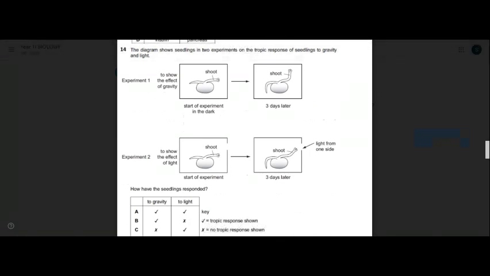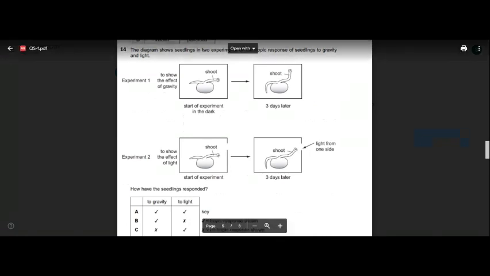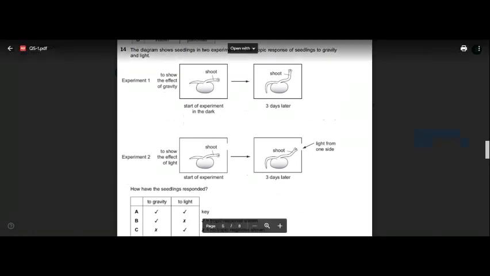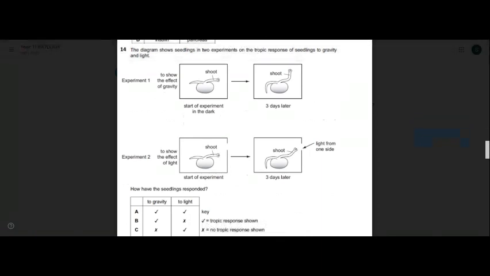But experiment two is in the presence of the light, but here we just give direction to the light. The light is not actually shining from everywhere, it's just from one point. So the entrance is here. So you see that the shoot and the root are still responding to gravity.